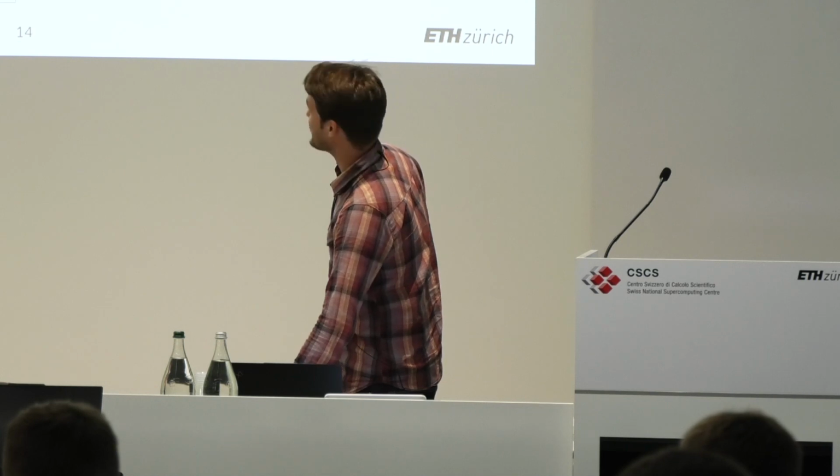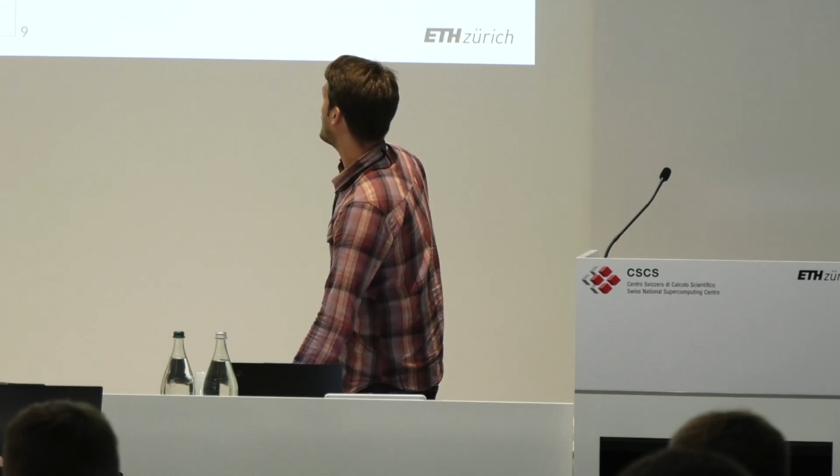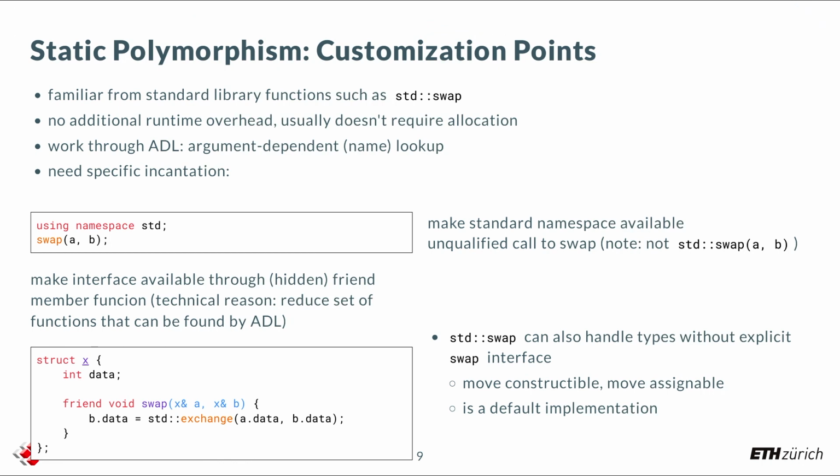So yeah, this was a short excursion into ADL. Now back to customization through ADL, and we call those customization points. Some of you might have seen it from standard swap. Again, those are things that do not incur runtime overhead. As I said, you might have seen something like this: using namespace standard, swap A and B. This kind of incantation repeats over and over wherever you look, and you have to call it like this to prevent some nasty errors.